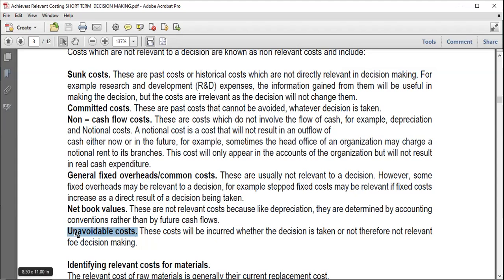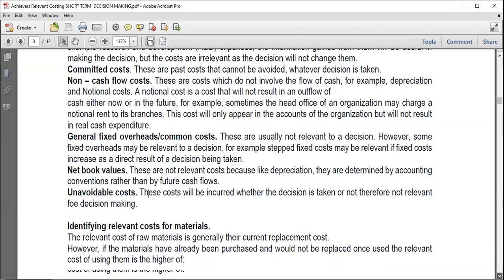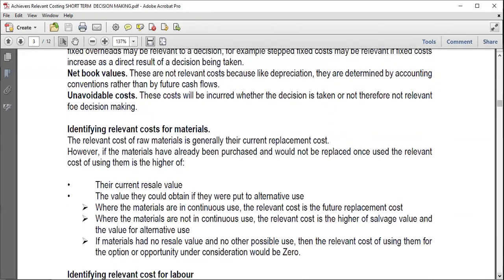Then the other is unavoidable costs. Like we saw up, avoidable and escapable costs of that nature would be relevant. The same thing is happening here. Unavoidable costs are those that you incur whether you make the decision or not. You get it? Unavoidable costs are considered to be irrelevant for any decision making. You get it? So I hope you're getting something here.